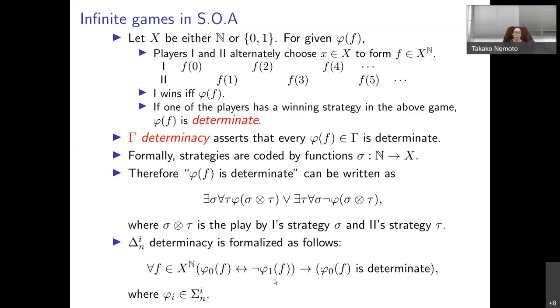So that means its negation is equivalent to Σ^I_n. Then we can regard its intersection of the class Σ^I_n and Π^I_n, and such a game is determined. That is Σ^I_n determinacy.